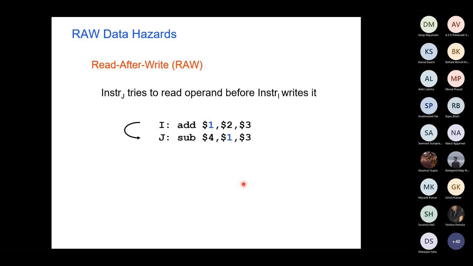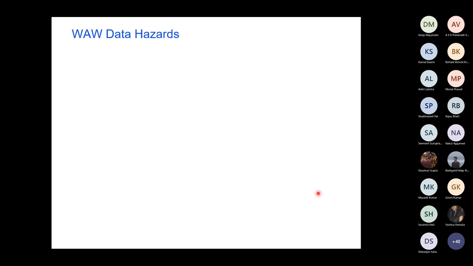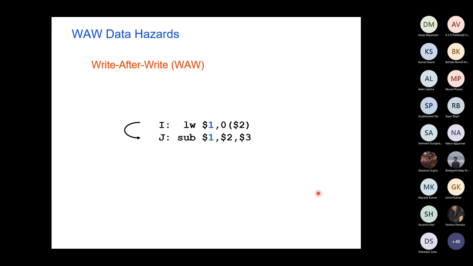So instruction J tries to read the operand before the previous instruction updates it. That's what we discussed so far, and this is caused by the dependence. Here, data is dependent on the previous one. So this is called read after write, RAW. You might have other kinds of hazards also: write after write. So this is where you are writing the same register by two consecutive instructions or something like that.